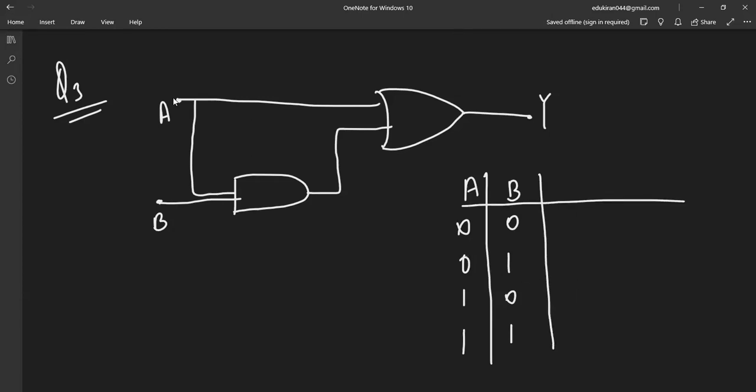How will you go in this? See, this is A. So this is also A. This is B. Use this, you get some variable. Let's say this is Y dash. So here you have Y dash, here you have A. So A is here, Y dash is here. They both will be used to get the final Y.